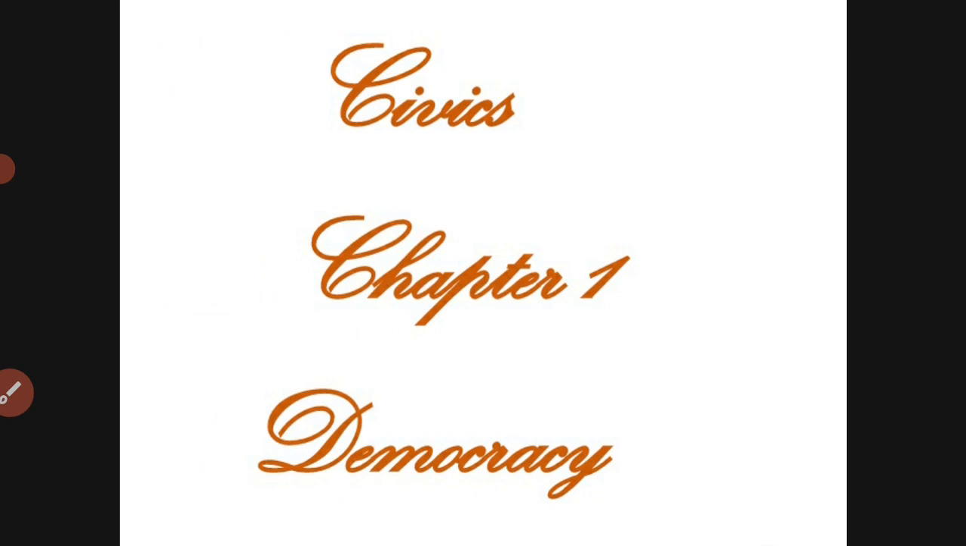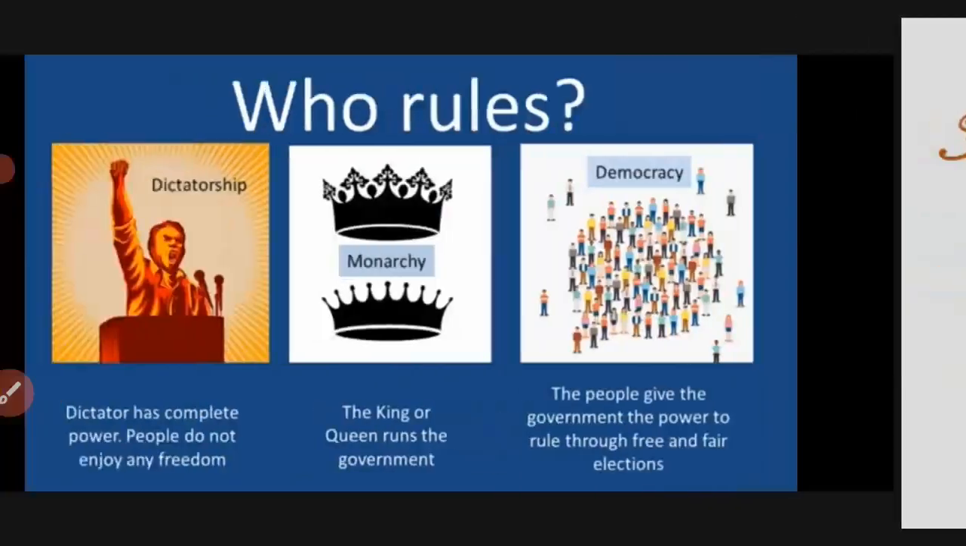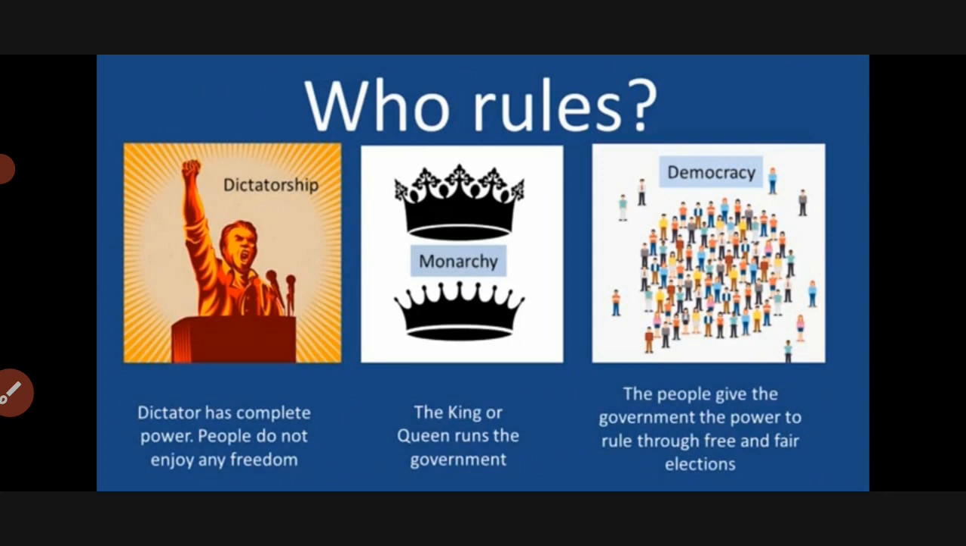Civics chapter number 1, Democracy. Let us continue. You have already done in your Zoom class that to understand what is democracy, you need to understand the different forms of government so that you are able to compare them. So you have already done dictatorship, monarchy, and democracy. A dictator has complete power. People do not enjoy any freedom. In a monarchy, the king or queen runs the government, and in a democracy, it is the people's rule. People are involved in the formation of government.